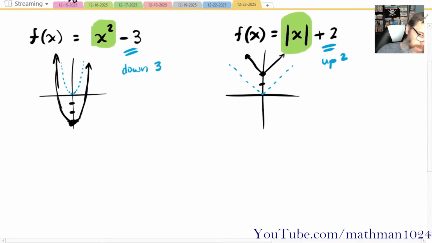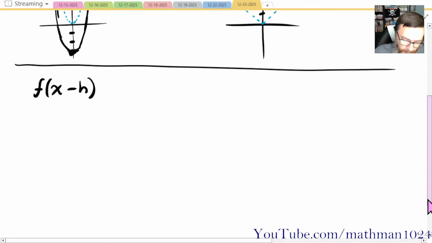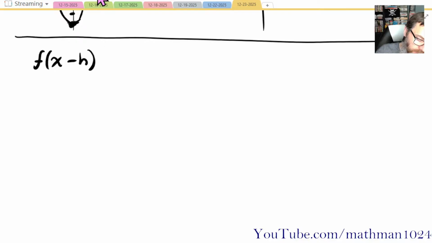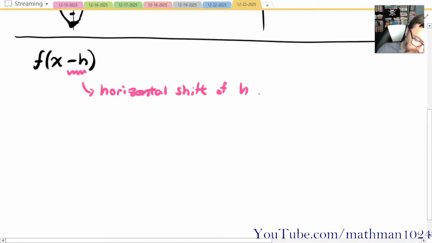Well, the one thing that oftentimes will trip students up is when we have something like this, where it says f of x minus h. Now, the weird thing about this is that you've got this minus h here. And so the h tells us how we're going to be moving horizontally. So this means a horizontal shift of h units.